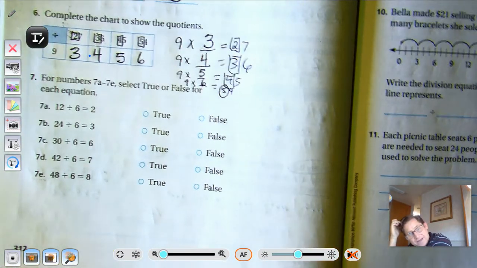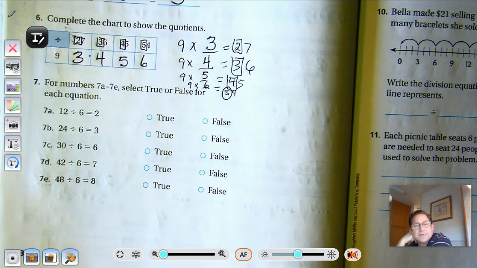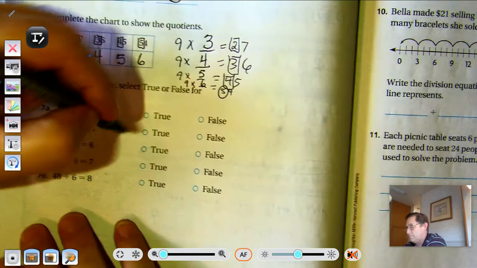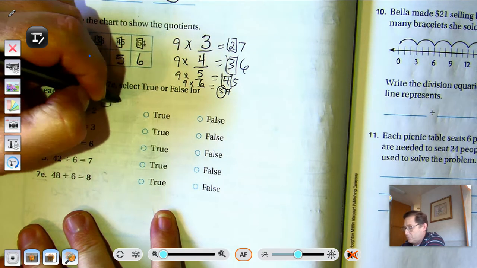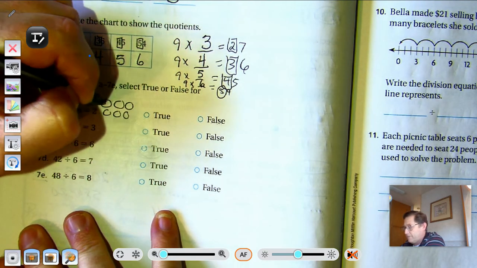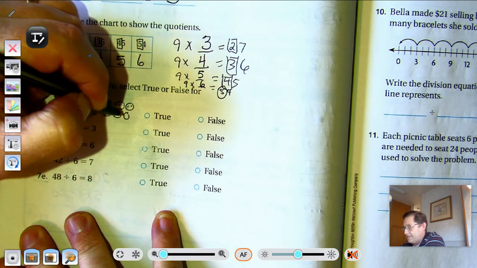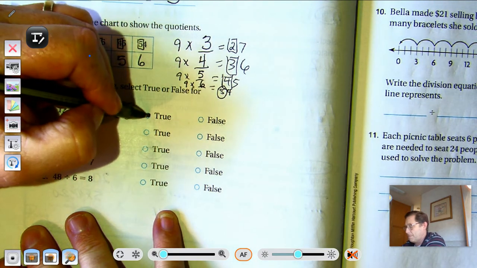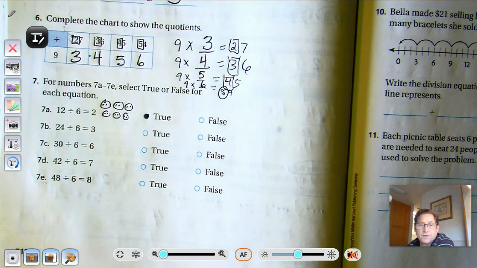For 7a through 7e, select true or false for each equation. Is 12 divided by 6 equal to 2? Well, if we have 6 groups and we put 2 in each group, does that equal 12? 2, 4, 6, 8, 10, 12. Yeah. It would have been just as easy to say 6 times 2 is 12. So that's true.